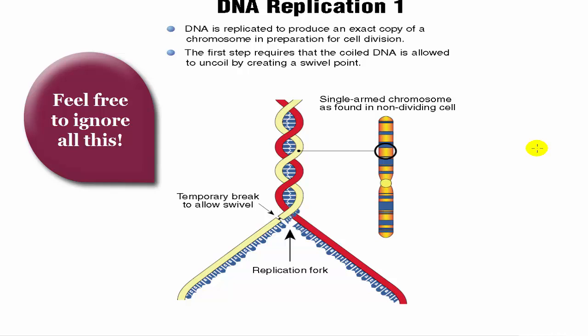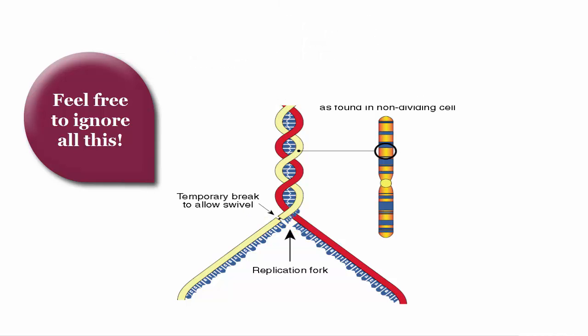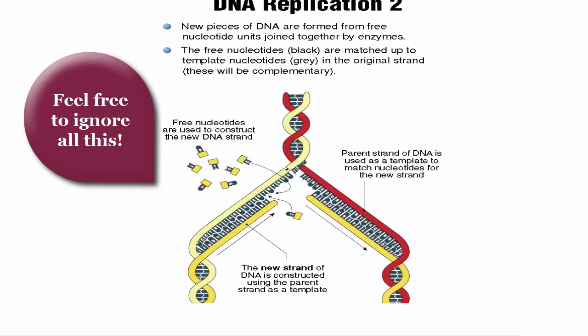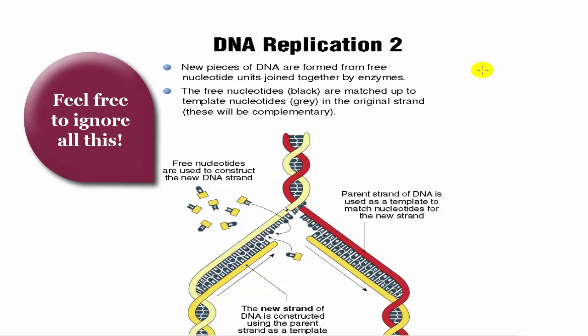The first step requires that the coiled DNA is allowed to uncoil by creating a swivel point. This is a replication fork. The swivel point basically is created by enzymes, and there's a whole lot of enzymes that quite honestly you're not really terribly responsible for. I'll show you some of them here, but don't start hyperventilating, because the truth of the matter is you only need to understand that these steps in each of these processes is controlled by enzymes, but only very few of them would you be considered responsible for.